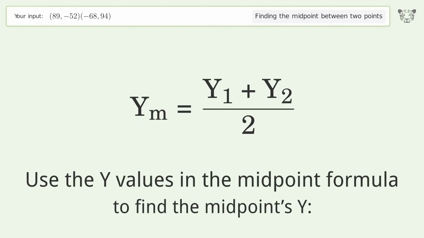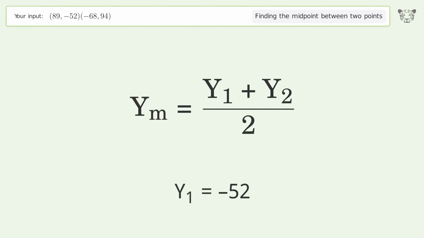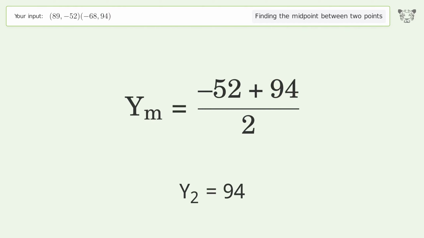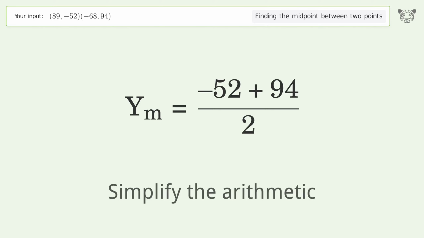Use the y values in the midpoint formula to find the midpoint's y. y1 equals negative 52. y2 equals 94. Simplify the arithmetic.